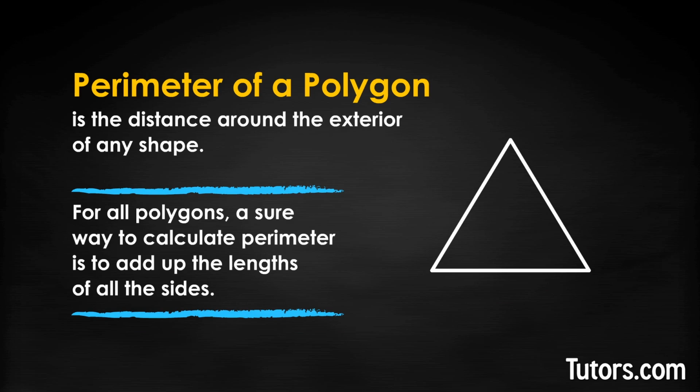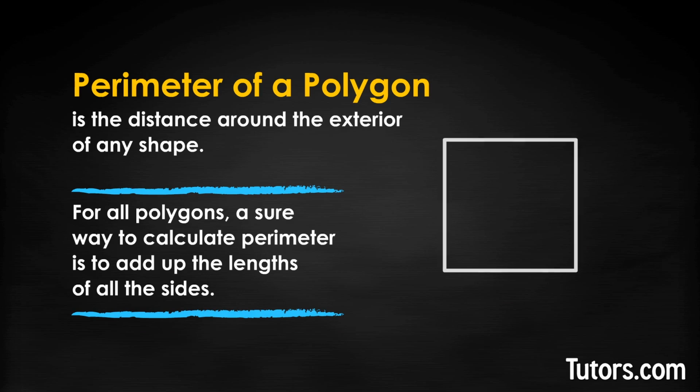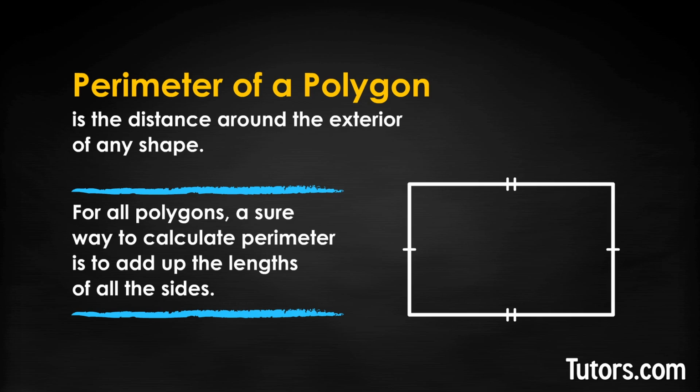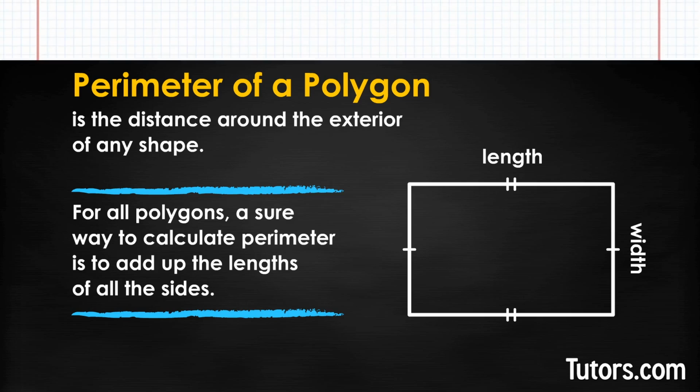For a triangle, that means adding 3 numbers. For a quadrilateral, 4 numbers, and so on. You cannot calculate perimeter if you do not know the lengths of all the sides of your polygon. This does not always mean every side will be identified. For example, in a rectangle, you only need one length and one width, because an identifying property of rectangles is that opposite sides are congruent. If you know those two measurements, you know the lengths of all 4 sides.